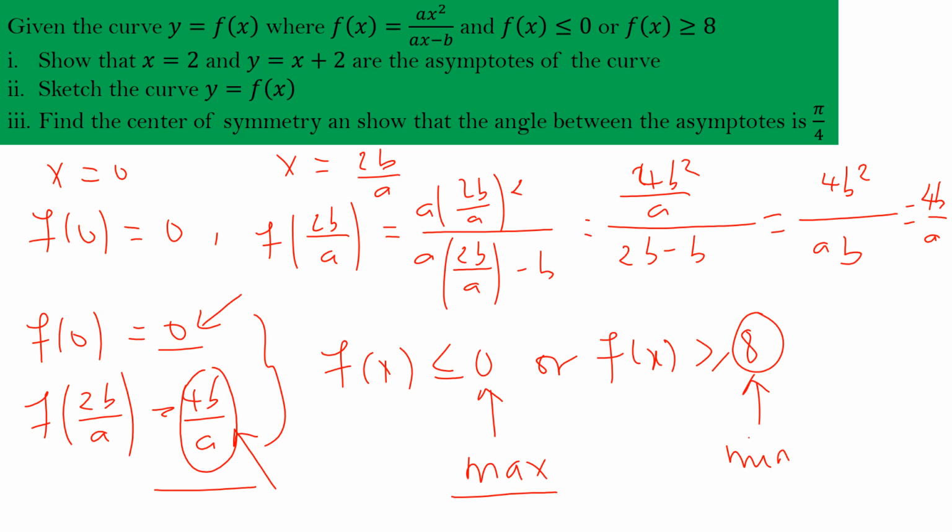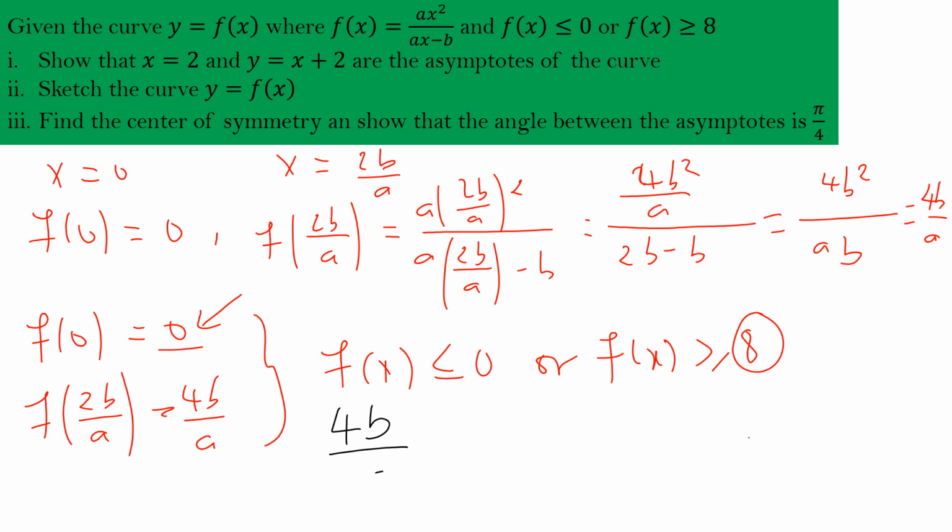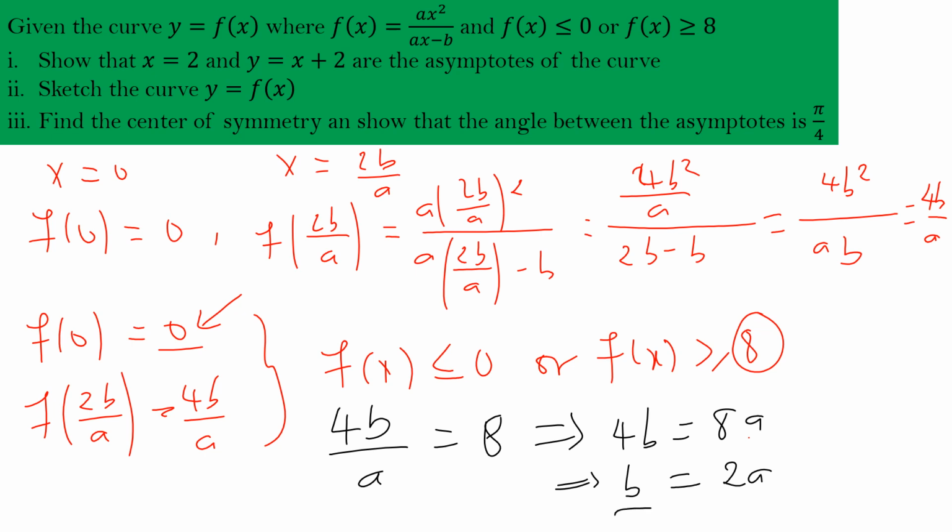So let us equate 4b divided by A to 8, because 0 is already equal to 0. What does it mean? It means that 4b is equal to 8a. If I divide both sides by 4, b is going to give me 2a. So this is the value of b in terms of A.